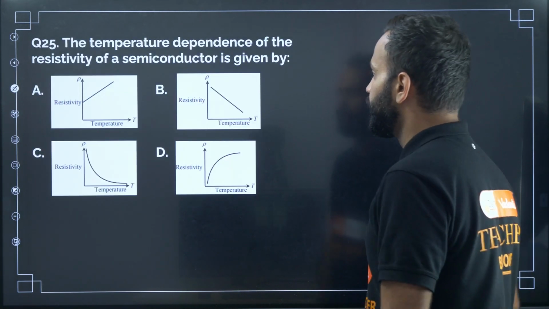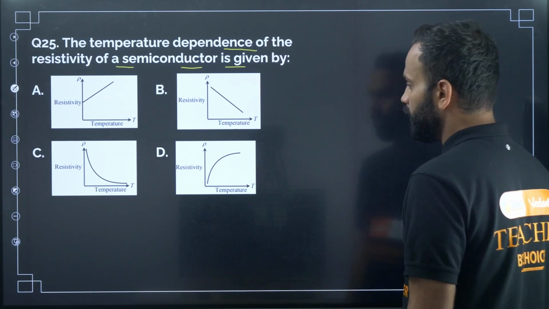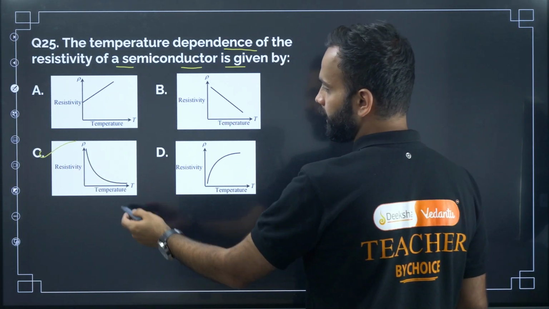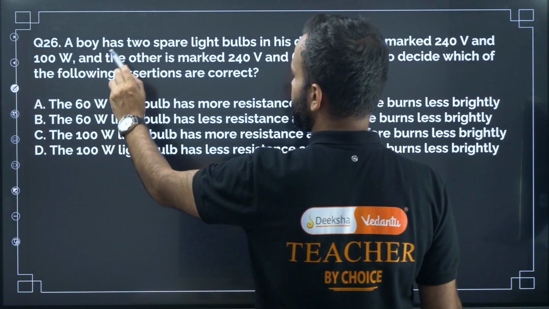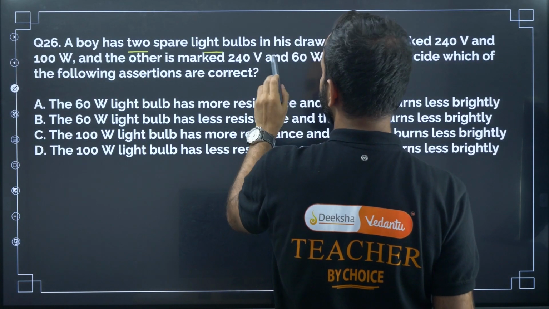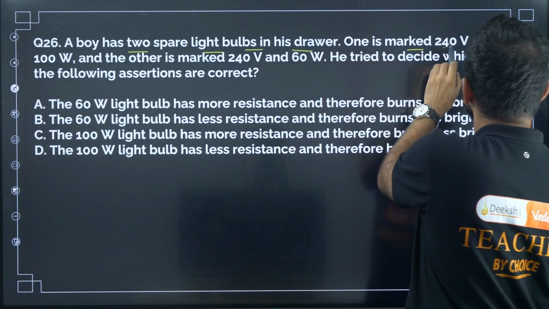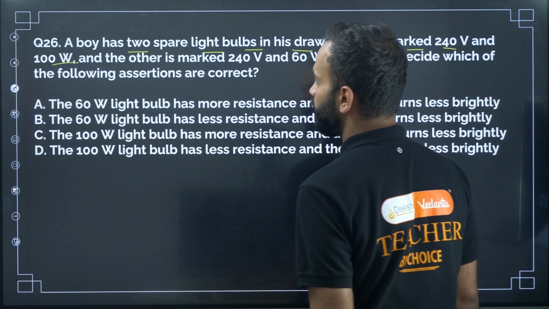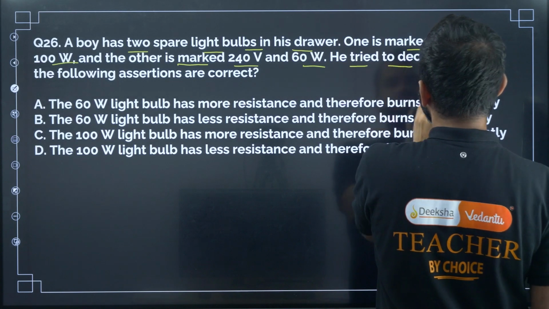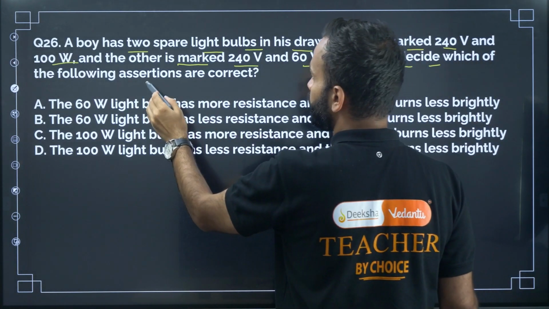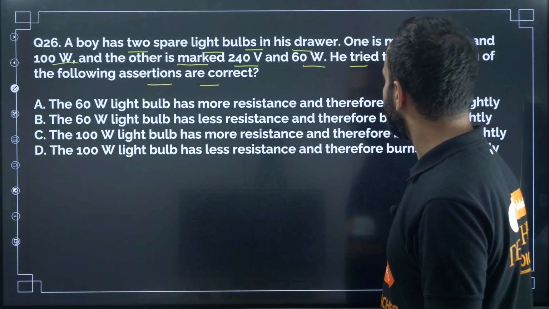Next question, question number 25. The temperature dependence of the resistivity of a semiconductor is given by, a direct question. The correct option is C. So this is the resistivity versus temperature graph. Next question, question number 26. A boy has two spare light bulbs in his drawer. One is marked 240 volt and 100 watt, and the other is marked 240 volt and 60 watt. He tried to decide which of the following assertions are correct. Let's read the assertion. The 60 watt light bulb has more resistance.